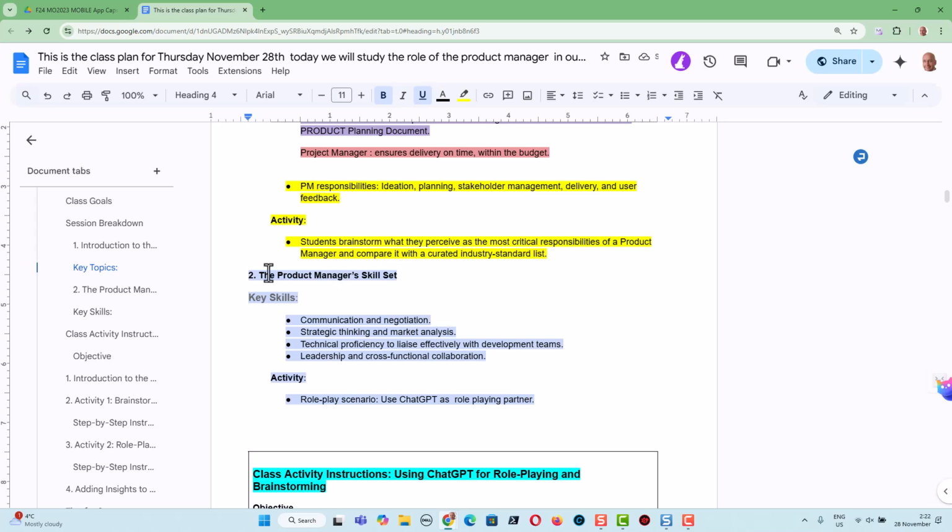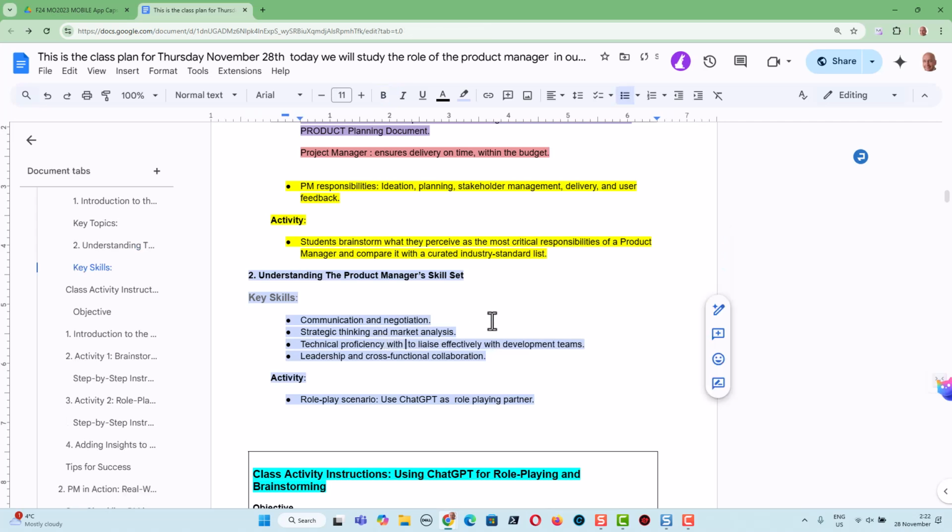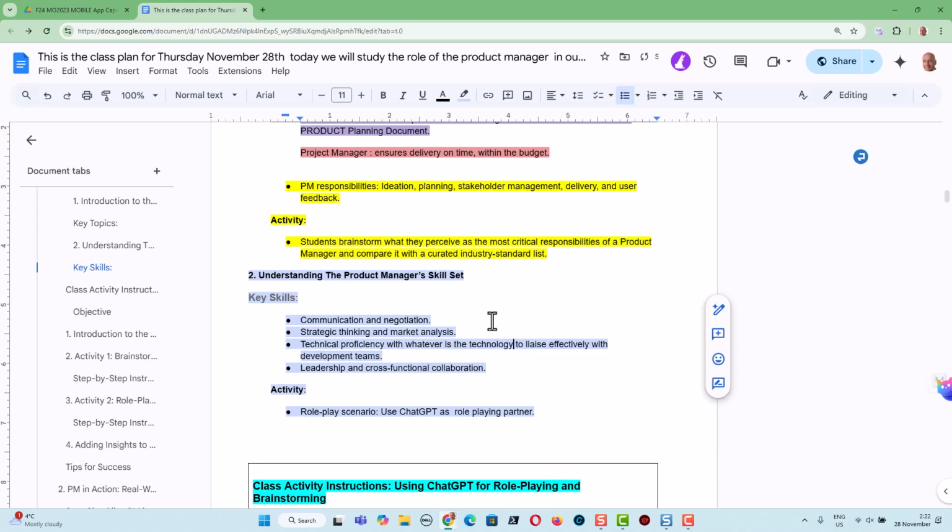Part 2, understanding the product manager skill set. So communication and negotiation, being strategic, learning how to analyze the market, having technical proficiency with whatever is the technology of your product. Because you cannot effectively lead the development if you don't understand Java or mobile app development or database or whatever else it is that your product is doing. And you're going to understand, or at least start to understand, that there is such a thing as leadership.